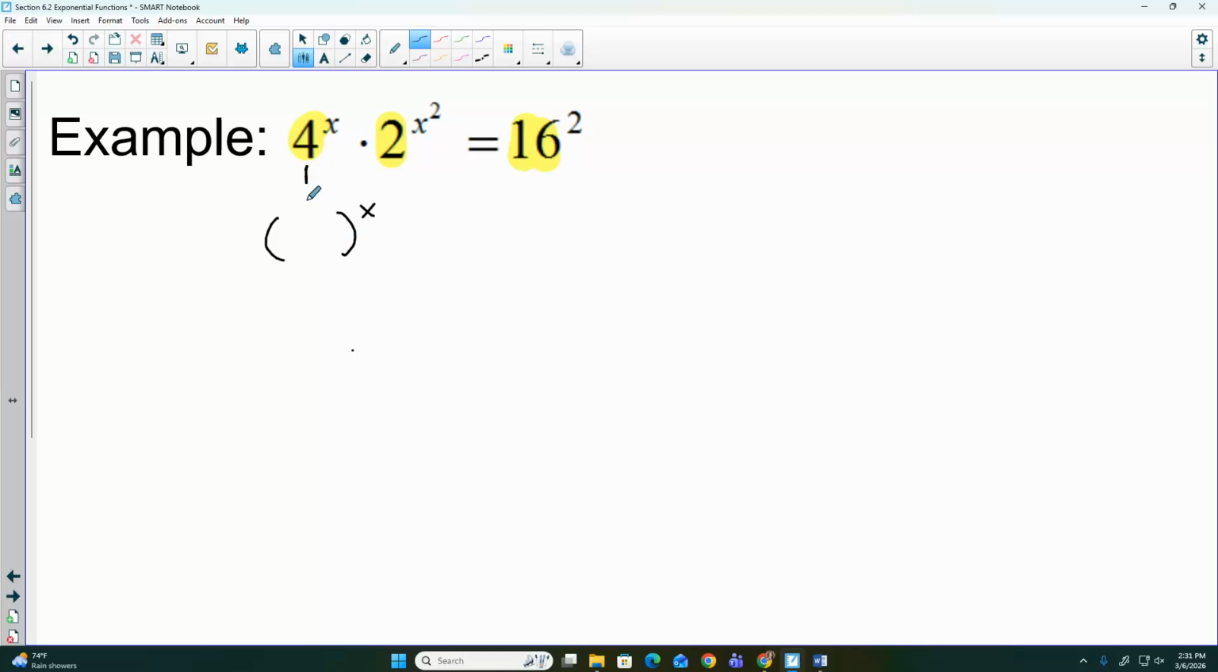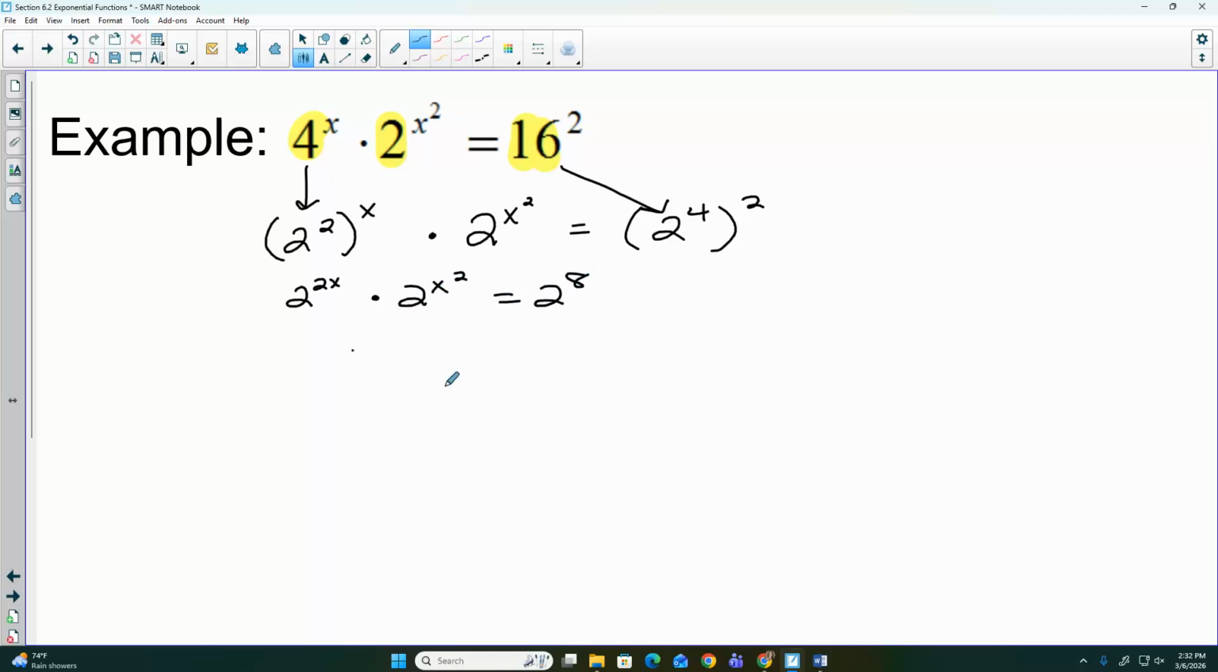Okay, 4 is just 2 squared. 2 to the x squared, that's already a power of 2. I don't need to change it. What would we do with 16? So I rewrote the 4 and the 16. Exponent rules. Power to a power, we multiply. So we have 2 to the 2x times 2 to the x squared equals 2 to the 8.